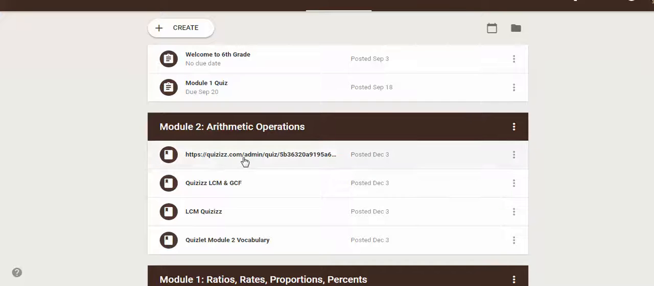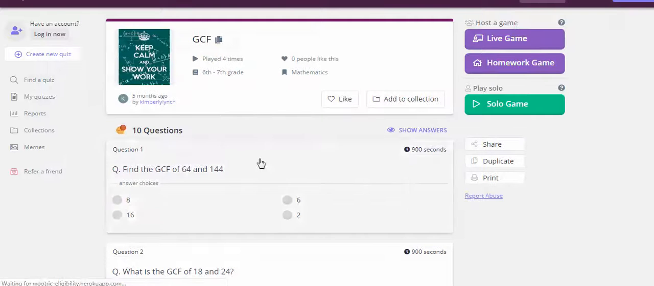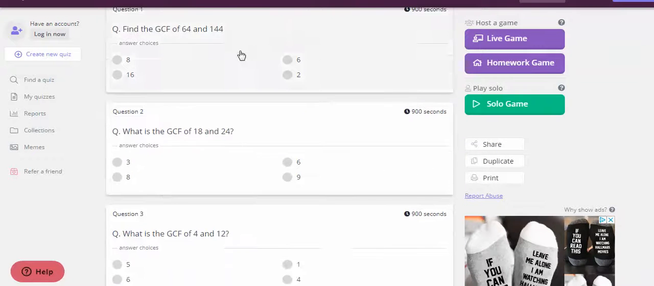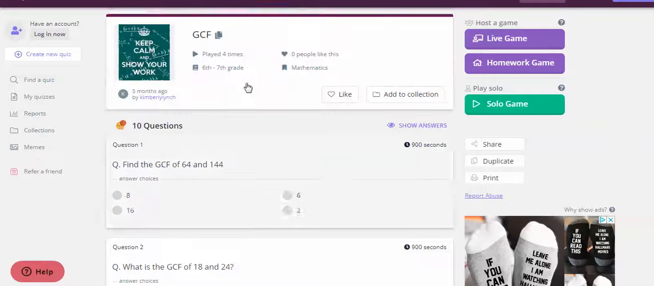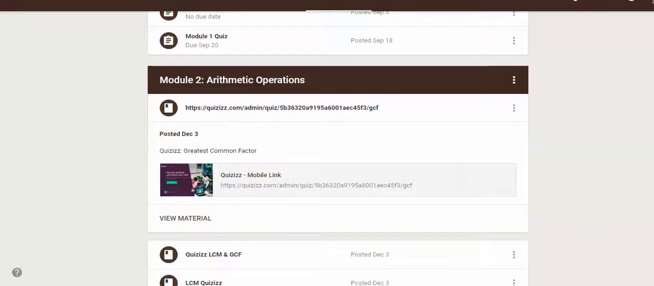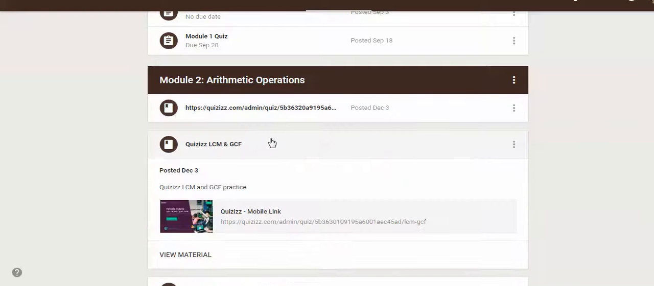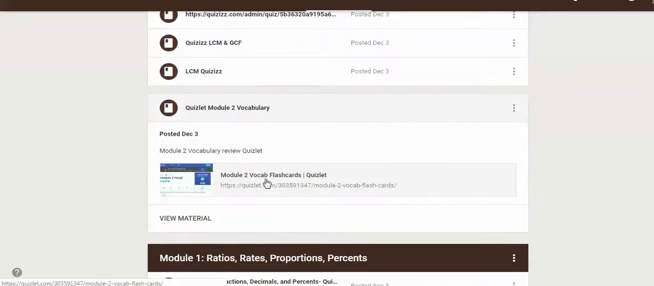Anyway, so for example, if you click on this link, it's going to take you to a lot of greatest common factor questions, all right? So this would be a great thing to practice. It'll tell you if you are correct or incorrect. So that's one of the links. Another link that you could do is LCM and GCF. So these are all just little quizzes. That's the name of the website, quizzes. But anyway, then there's also a Quizlet, and I wanted to practice some stuff with you.